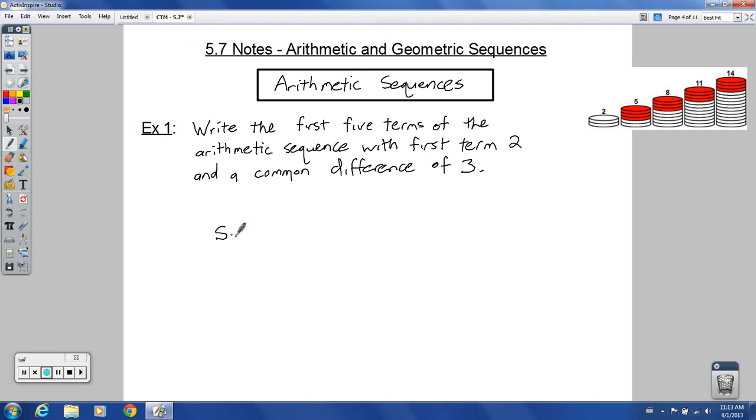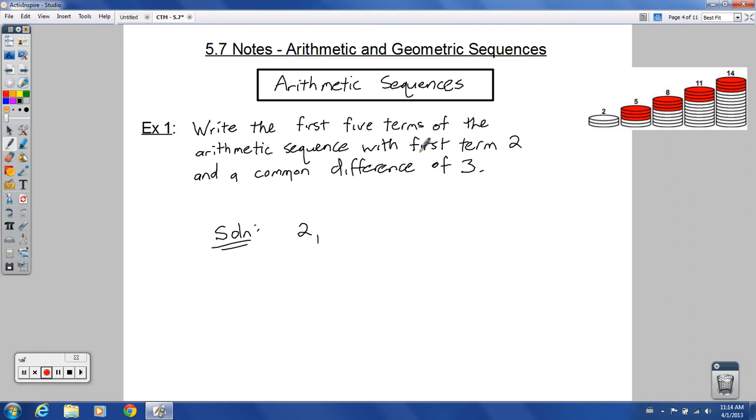And so SOLN, that's our solution, shorthand for solution. What are we starting with? Our first term is 2, so the sequence would begin with the number 2. Put a comma, and then we're going to put our second term, and so on. Second term, third term, fourth term, all the way up to the 5th term, since we're looking for the first 5 terms.